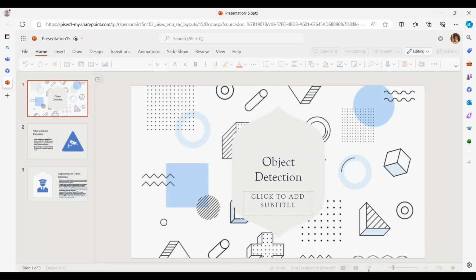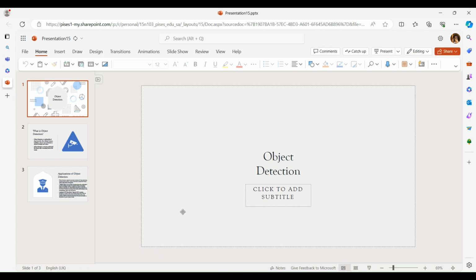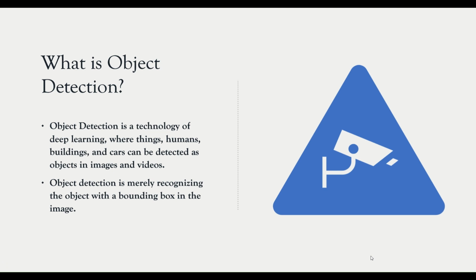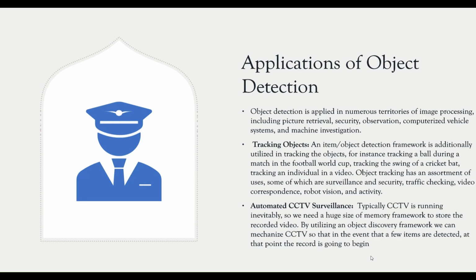Today we are going to be learning about object detection. So what is object detection? It is a technology of deep learning where things, humans, buildings and cars can be detected as objects in images and videos. So object detection is merely recognizing the object with a bounding box in the image. It's just like what is used in CCTV cameras or surveillance ones.